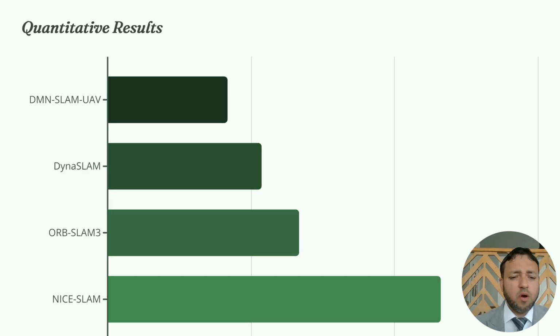Now we have the quantitative results. DMN SLAM consistently achieves the lowest ATE scores across sequences compared to classical and neural baselines. Importantly, it does so while preserving dense surface quality needed for inspection tasks.